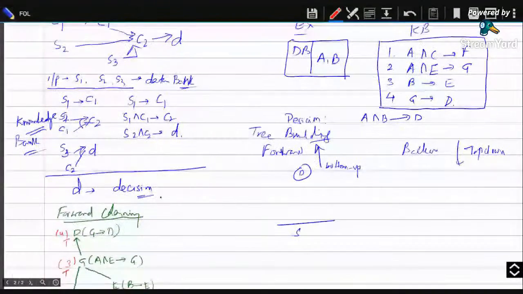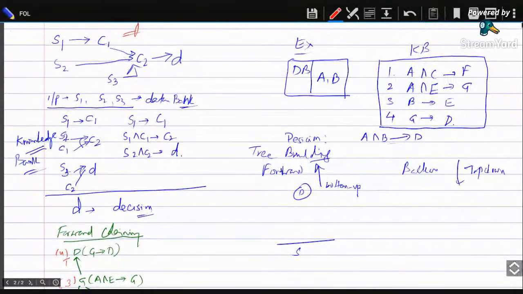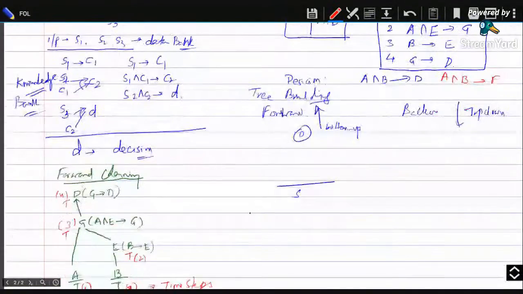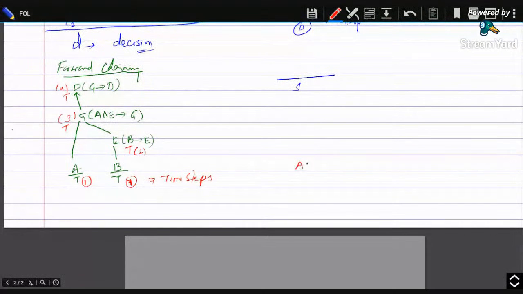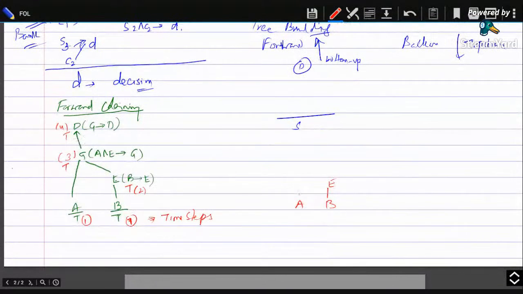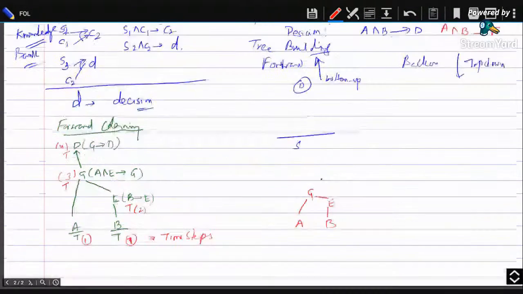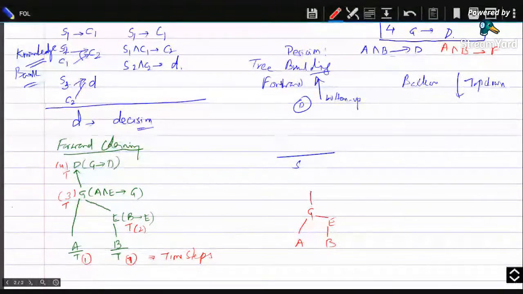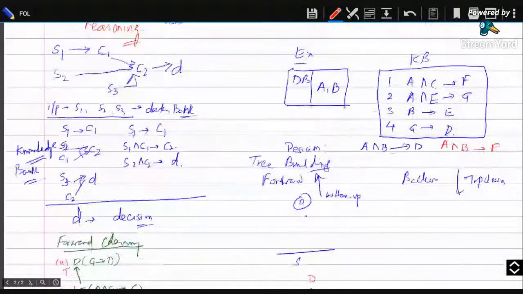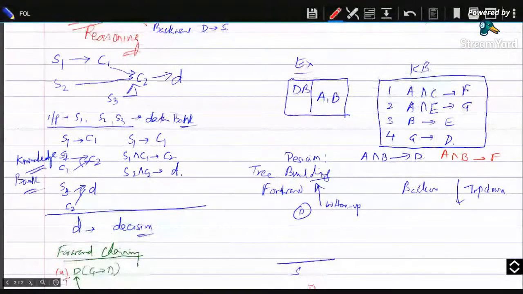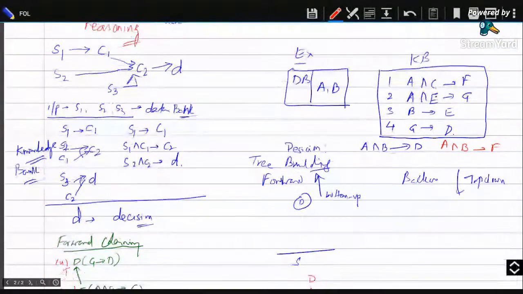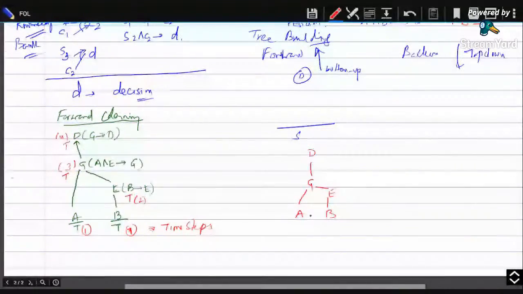Okay, can we say A and B implies F? Check what would happen if I try to say A and B implies F. I start with A, I start with B, and B says it is E, and A and E says it is G, and G says it is D. Now, how to go to F? To go to F, I need C, and in my whole thing, nowhere could I see C.